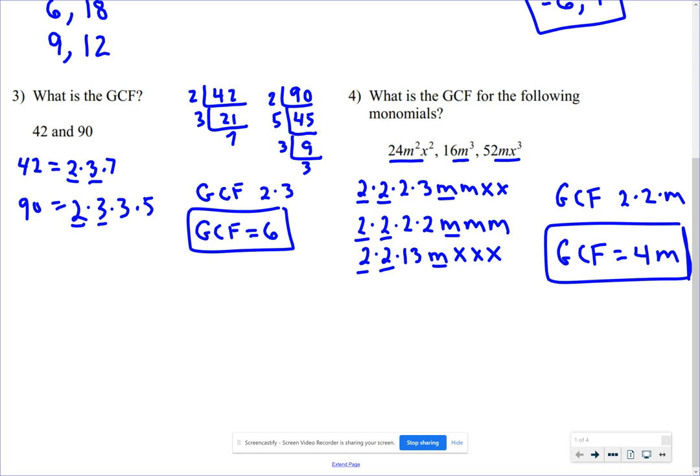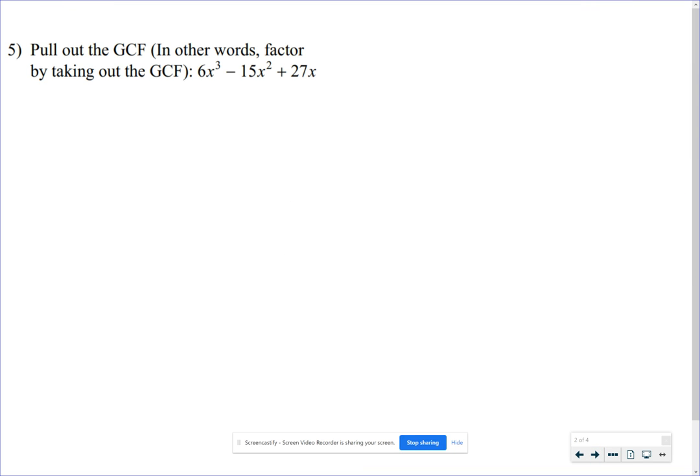Okay, we're going to do a problem where we have to factor out the GCF. So when we say pull out or factor out the GCF, first thing we have to do is find the GCF. So let's find that GCF. So 6, 15, and 27, what are they all divisible by? They're all divisible by 3. And again, you can do what we did in problem number 4, looking at the 3 terms of our polynomial and find their GCF that way.